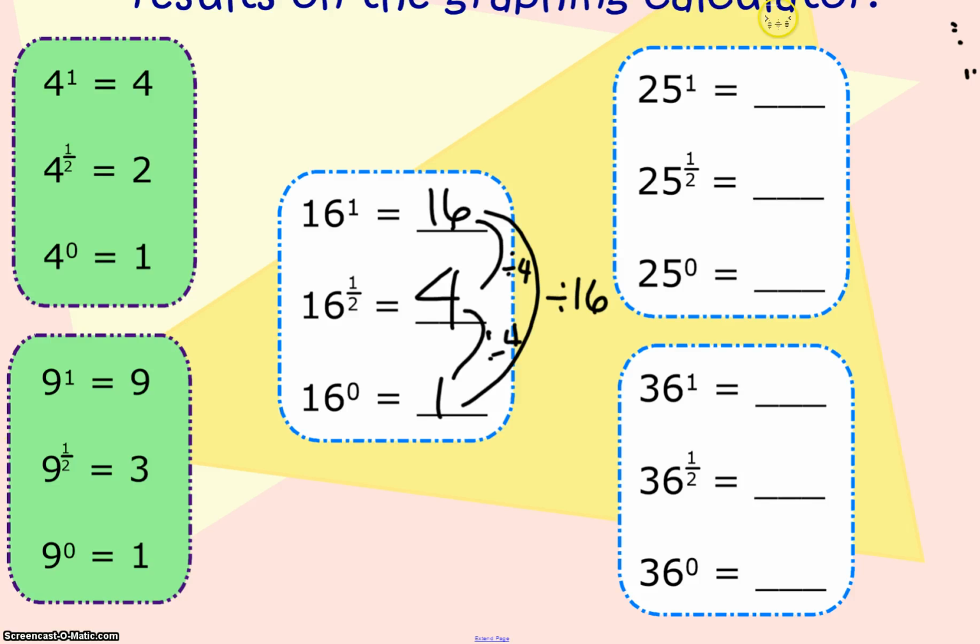All right. 25 to the first power is 25. We know that 25 to 0 is 1. So what do we think is going to go here? You should have said 5. 36 to the first power is 36. 36 to the 0 power is 1. What do you think is going to go here? And the answer is 6.